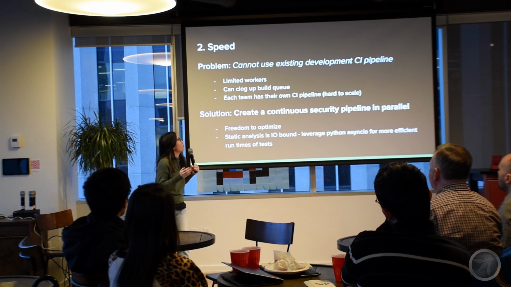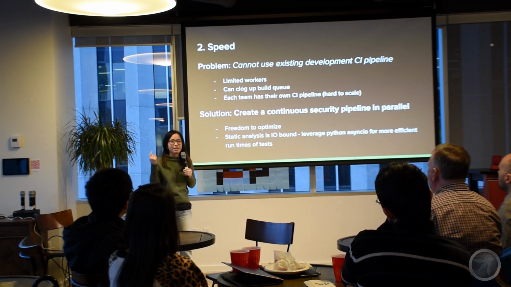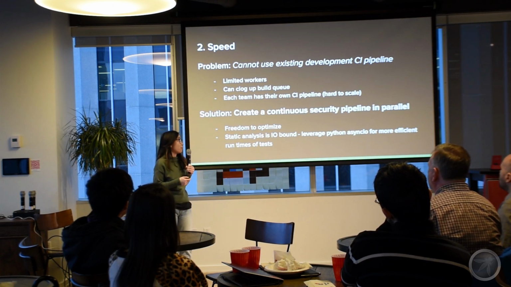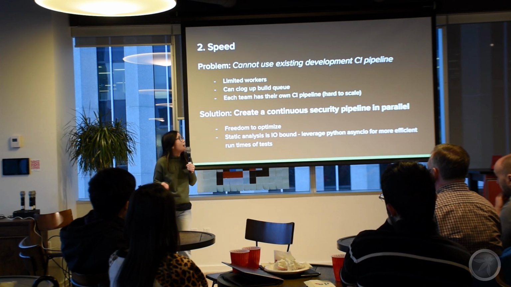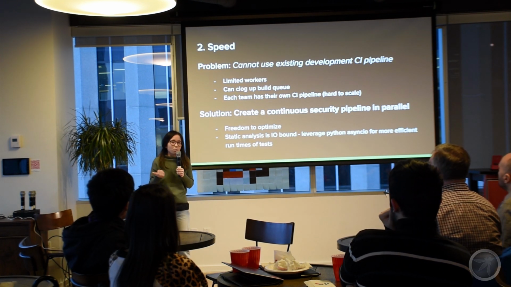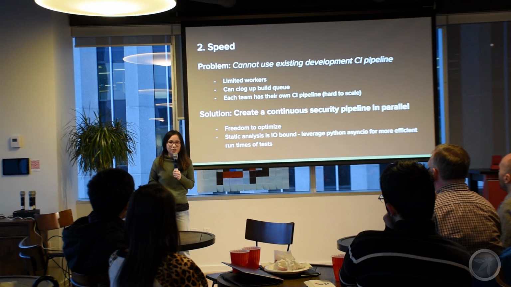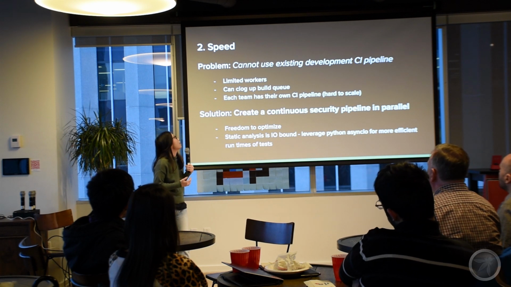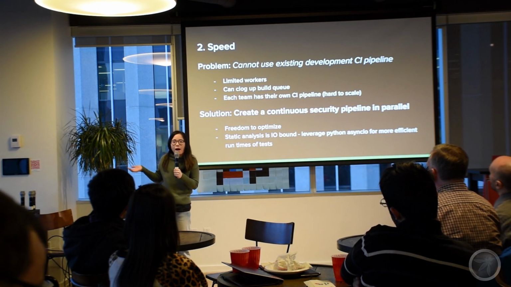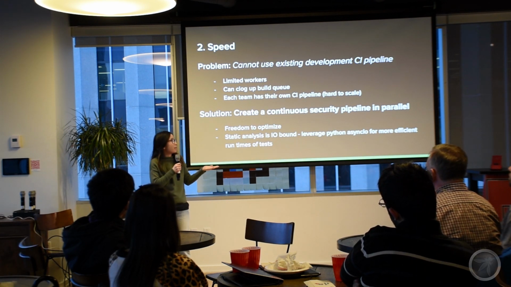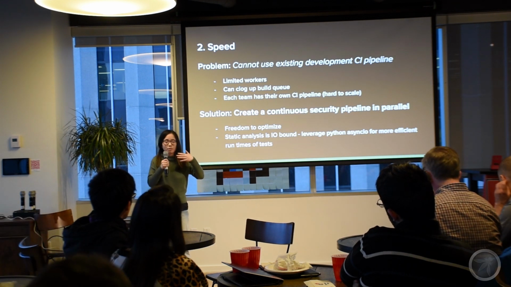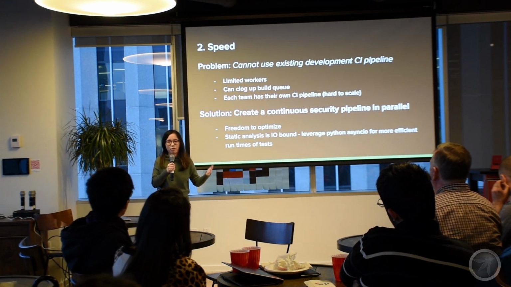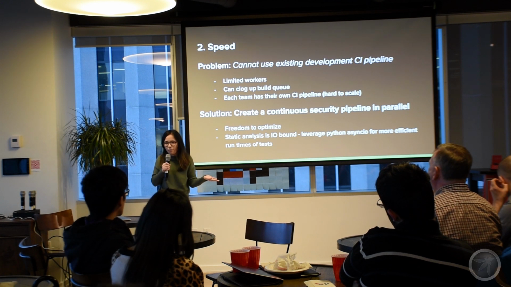Originally I was going to use the existing development CI pipeline, which in this case was TeamCity. But I noticed there were limited workers, a lot of teams are using this, and so queues would be clogged up, and that just didn't seem fast enough for me. Also, each team had their own CI pipeline implementation, so there wasn't really a standard template that they based their pipeline on, so it was really hard to scale from that.